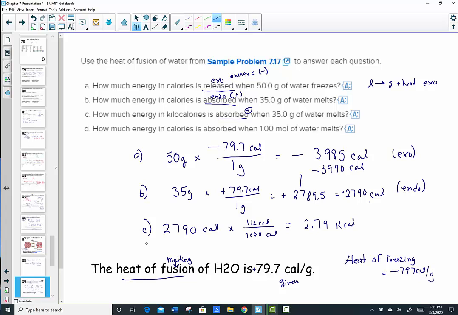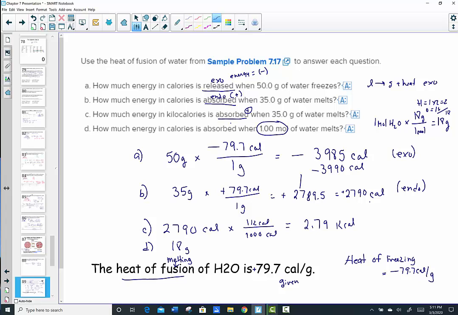And letter D, well, this is a little interesting. It gives us moles. I know that 1 mole of water weighs 18 grams. That's its molar mass. So 18 is adding 2 H's and an O. That's where the 18 is coming from. It's the molar mass. So when they said 1 mole, it's equivalent to saying 18 grams of water.